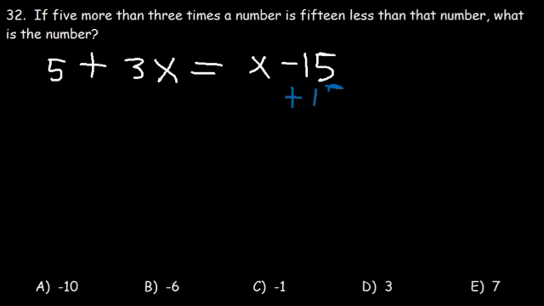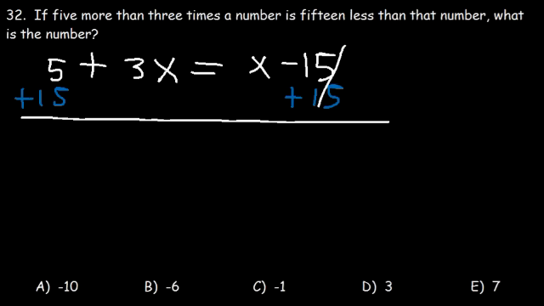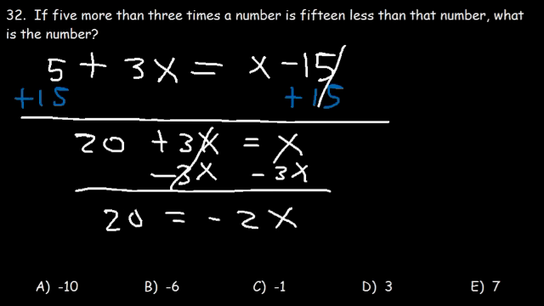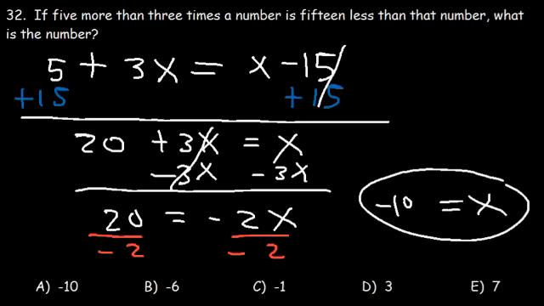Let's add 15 to both sides. So 20 plus 3x is equal to x. And now let's subtract 3x. So x minus 3x is negative 2x. And if we divide both sides by negative 2, we can see that x is equal to negative 10. So therefore, the number is negative 10. So A is the right answer.